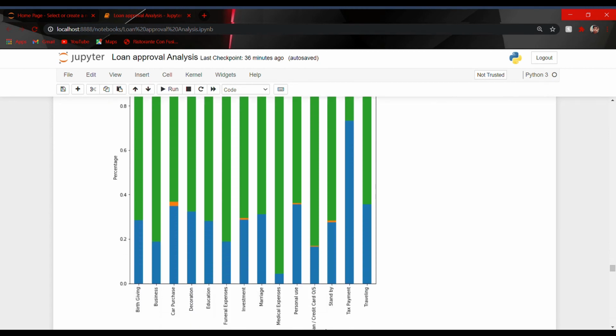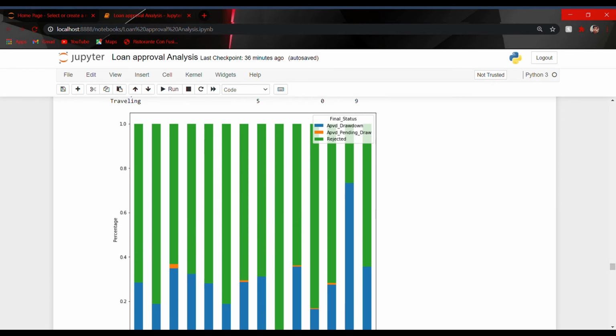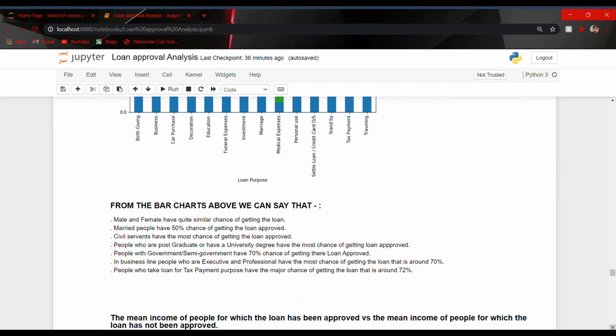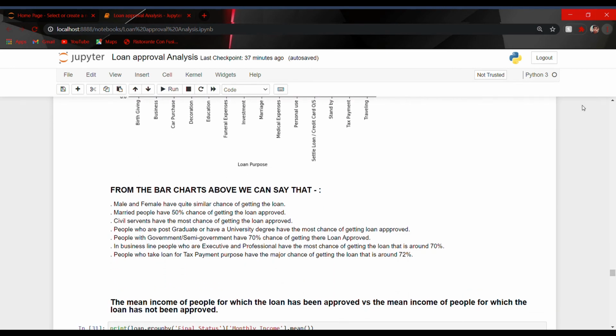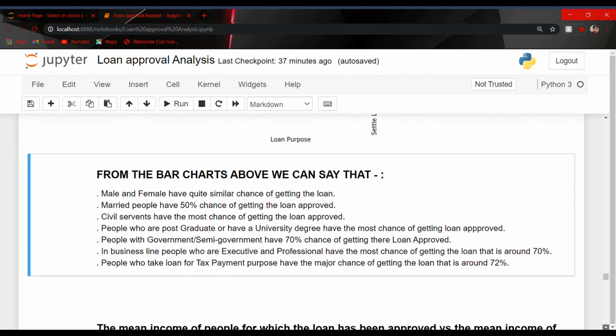We can see the person who took a loan for tax payment has the highest chance of getting their loan accepted by the bank, and the person who took a loan for medical expenses has the lowest chance of getting their loan accepted by the bank. Now here I have written all my analysis in textual format. If you wish, you can pause the video and read my analysis.